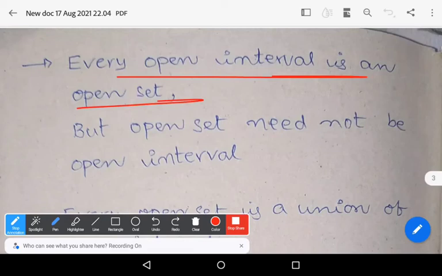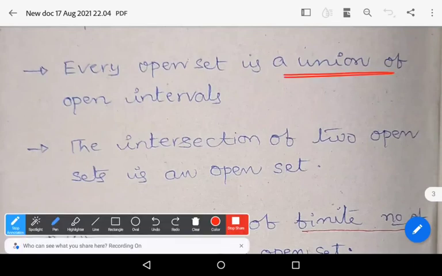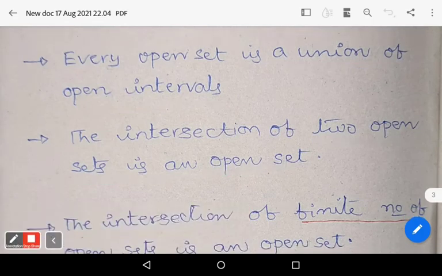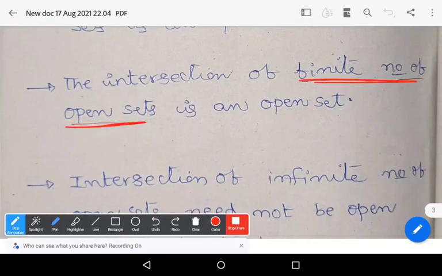One of the very important properties: every open interval is an open set, but an open set need not be an open interval. Let us see the next property. Every open set is a union of open intervals. Every open set can be written as a union of open intervals. The intersection of two open sets is again an open set. The intersection of a finite number of open sets is again open.